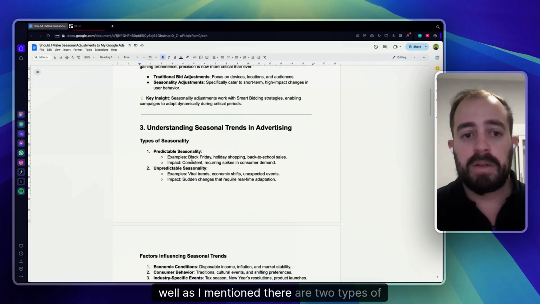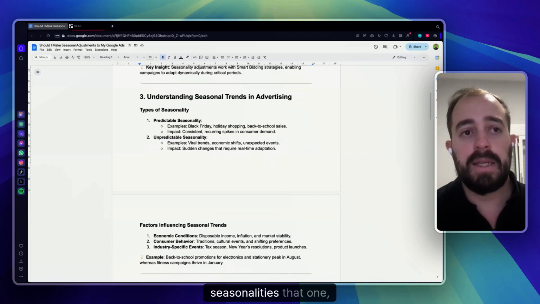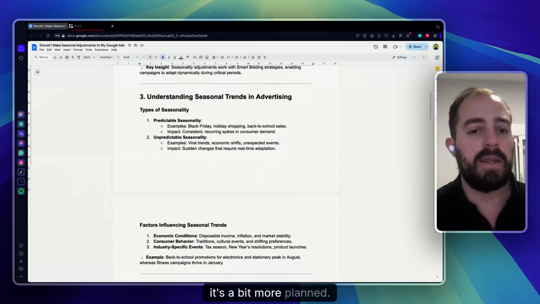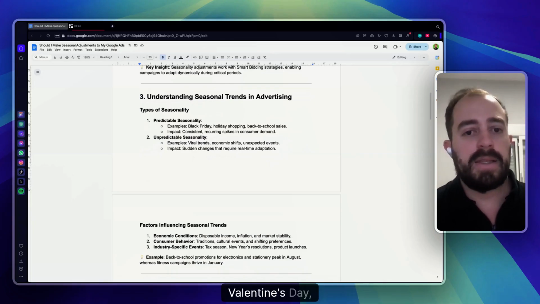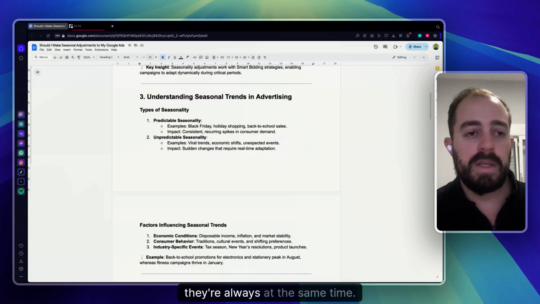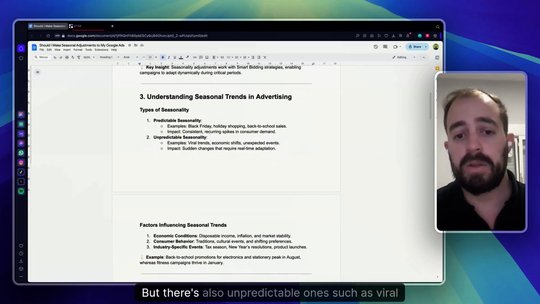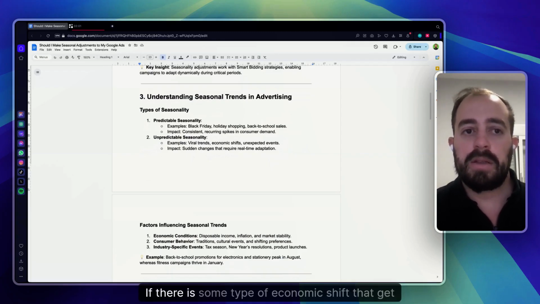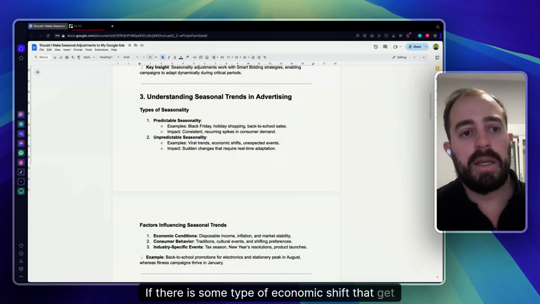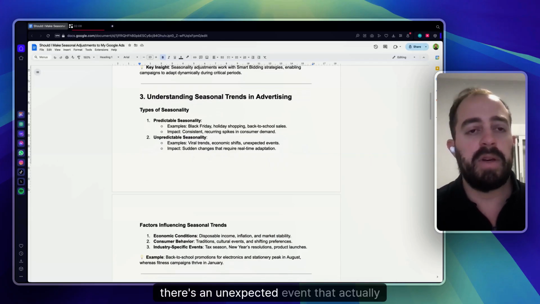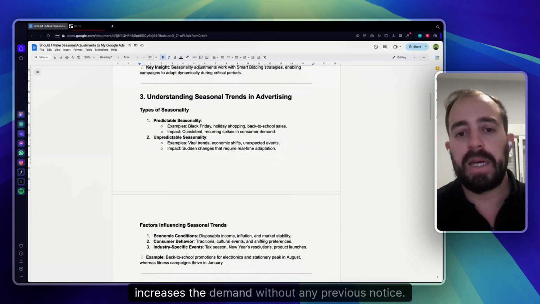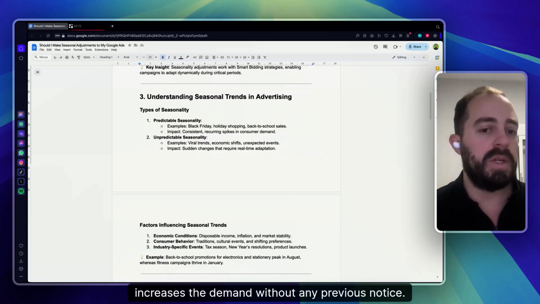As I mentioned, there are two types of seasonality. One is a bit more planned. That means every year it's the same, as I mentioned: Black Friday, Valentine's Day, summertime, back to school sales. They're always at the same time every year. But there are also unpredictable ones, such as viral trends, some type of economic shift that gets people to buy more of a given product, or an unexpected event that increases the demand without any previous notice.